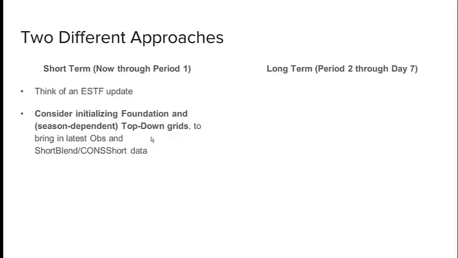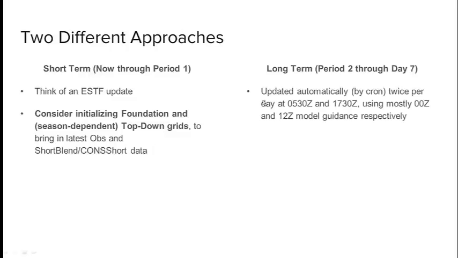For the long term, period 2 through day 7, in Central Region, we are automatically cronning this twice per day, once at 530Z and again at 1730Z, and mostly using blended 0Z and 12Z model guidance, respectively.